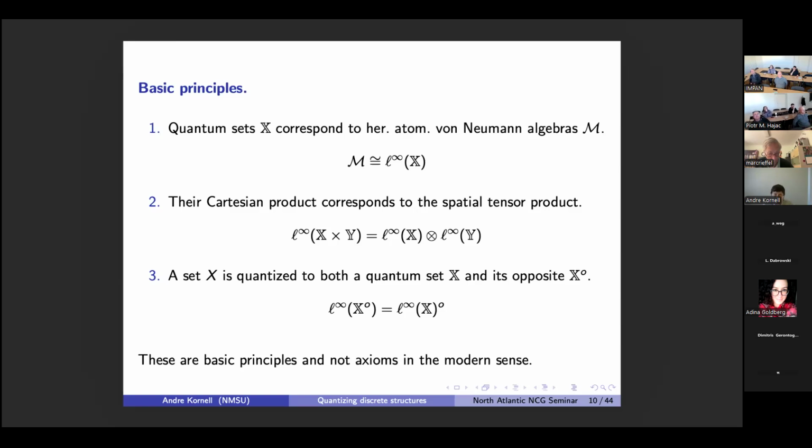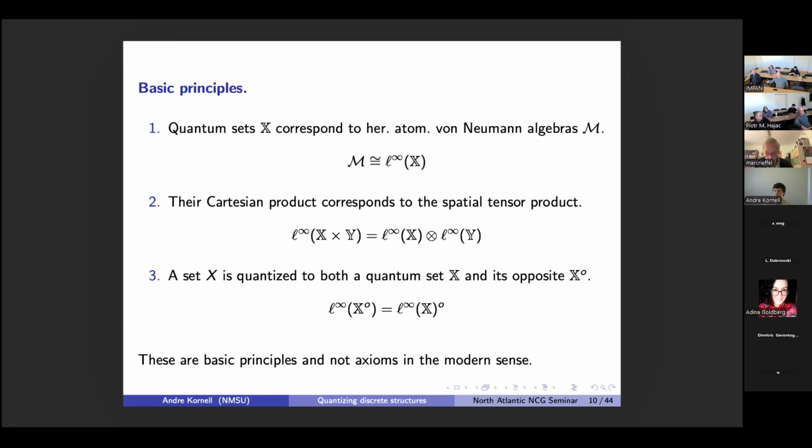Before I move on, I want to emphasize that these are basic principles and not axioms in the modern sense. You can write down axioms in the modern sense, but for a talk like this, it's better to take a few concepts and see where those concepts lead. And here, maybe it's a good time for me to pause in case anybody has questions.